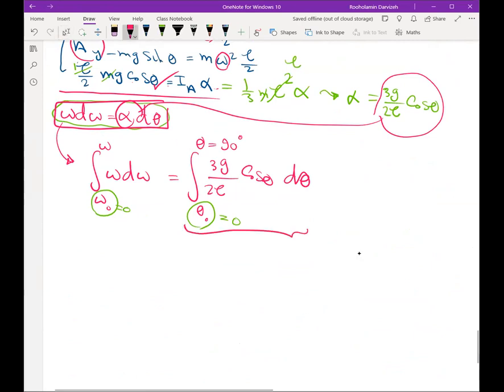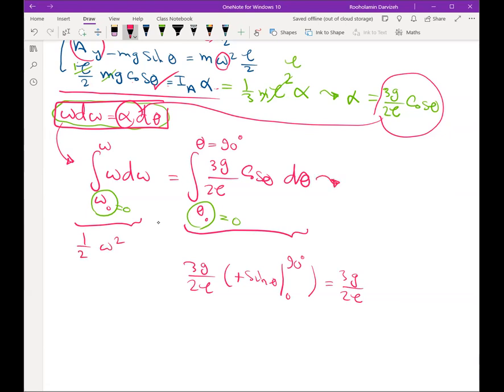Then this integration would be 3g over 2L minus sine theta between 0 and 90. Is it correct? No, this is plus sine. Yes. Do you agree? And this side is 1 over 2 omega squared. Therefore, omega squared is equal to 3g over L, because these two and these two will cancel each other.